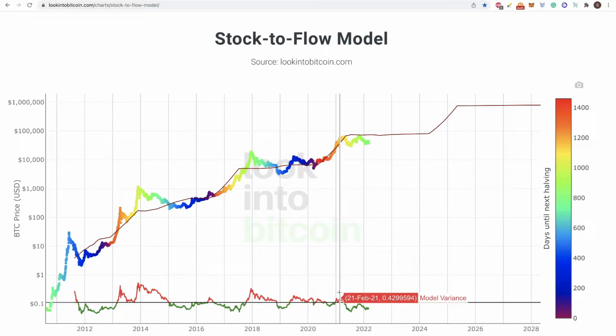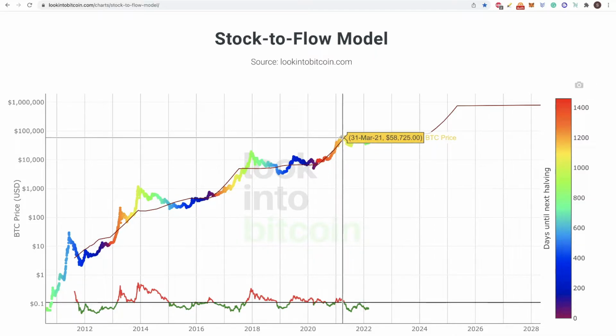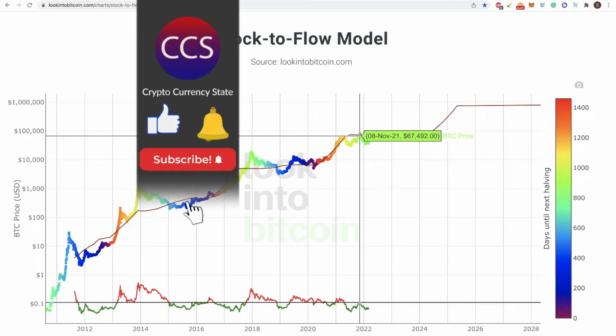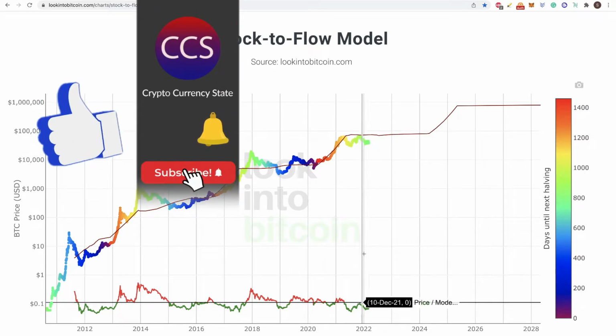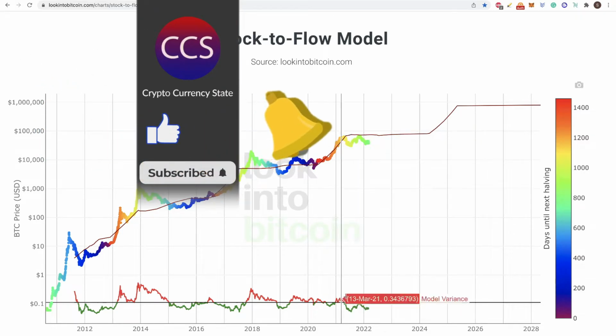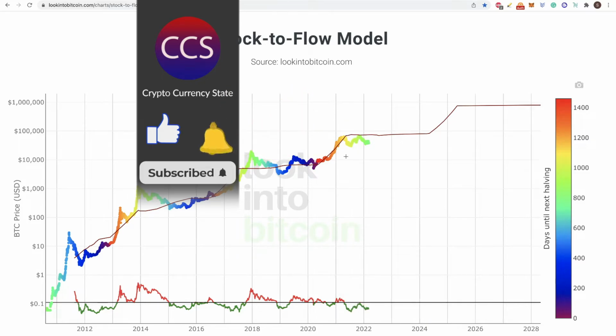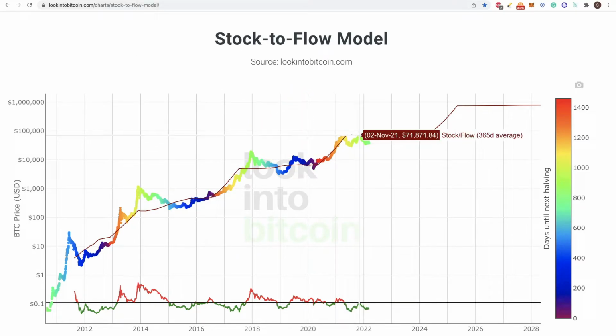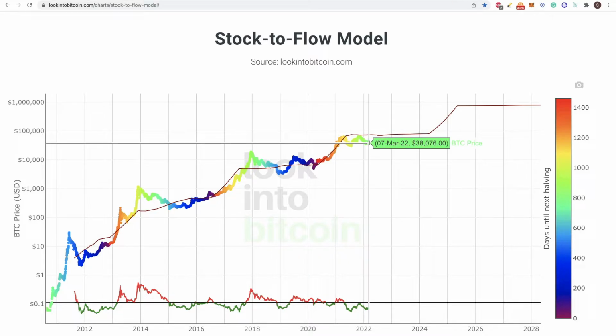The last time we had that was at this top at $63,000, but we didn't print it again at the $69,000. So right now this cannot be considered a top from this perspective, but in terms of the dots and the colors here on the heat map, we already hit that. So probably if we continue bearish, we are going to see some light blue colors here. So expect that in the stock to flow model.